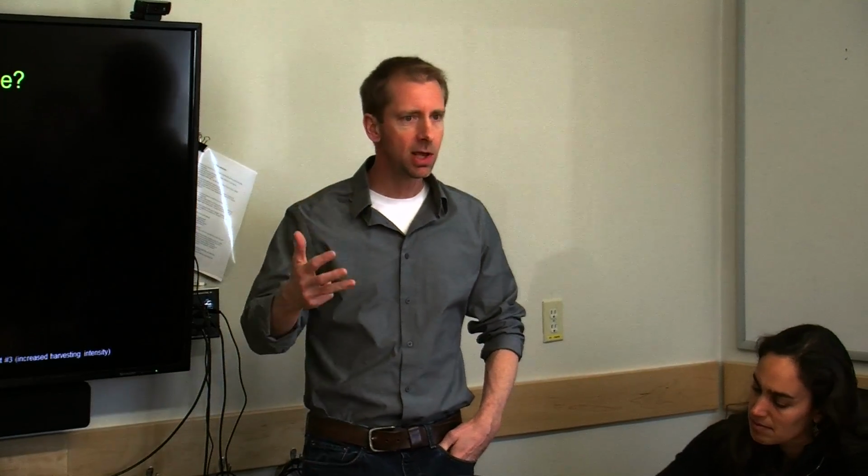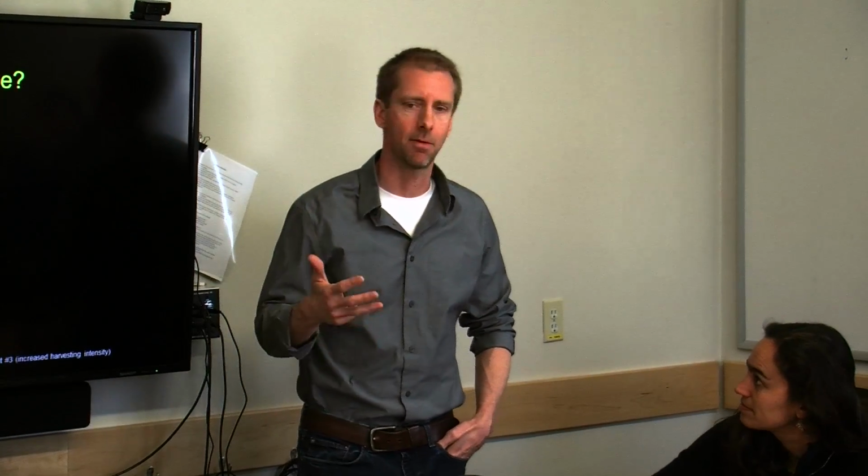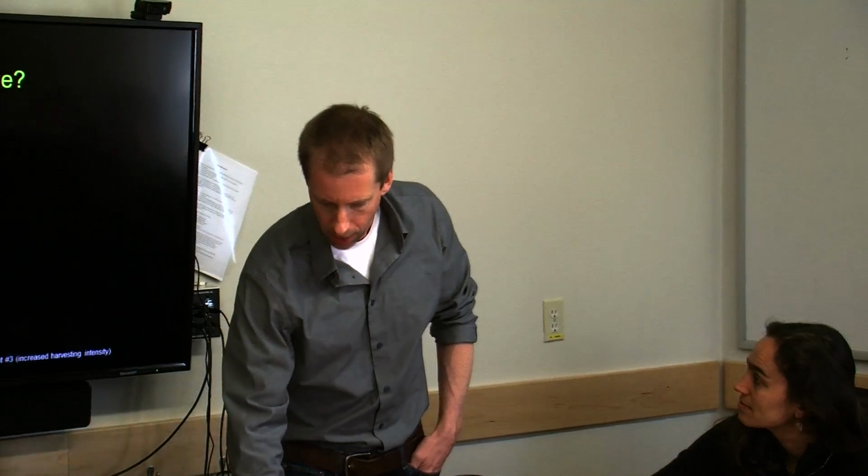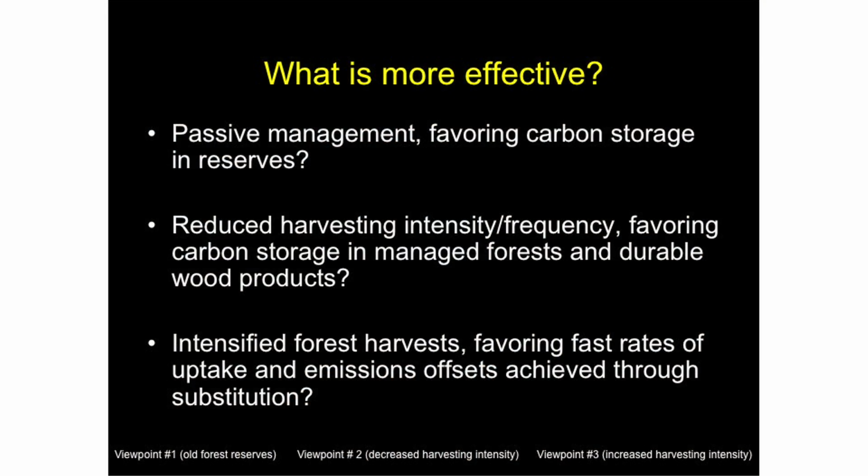Okay, so there are three main viewpoints that have emerged around that question. The first favors passive management. The way this argument goes is that our best bet for enhancing the role of forests as a carbon sink is to conserve old-growth forests, primary forests, late successional forests, high biomass forests in general, and manage them passively, for instance, as reserves and protected areas.